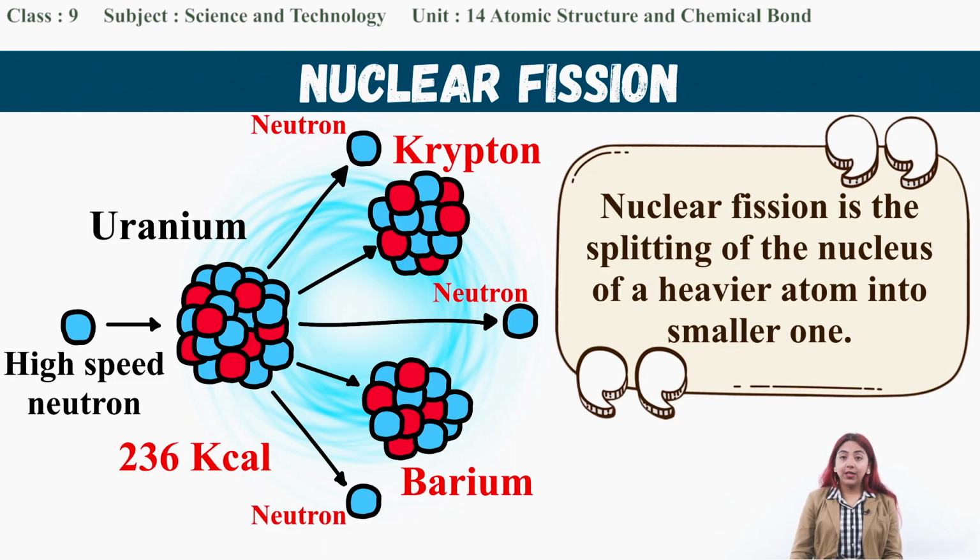Now we will study this nuclear fission process again. When a heavy nucleus, for example a uranium nucleus, is bombarded with a high-speed neutron, the uranium nucleus then splits into two smaller nuclei, that is, krypton and barium, and also releases some neutrons and a tremendous amount of energy. So we can define nuclear fission as the splitting of the nucleus of a heavier atom into smaller ones. Let us write the reaction that occurs here.